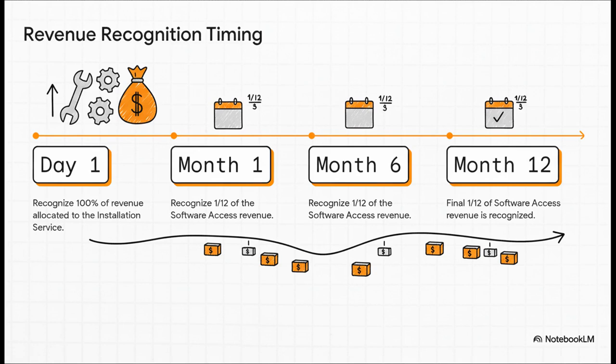Now, let's apply this to our example, and it all just clicks. The installation service, that gets done and it's finished. Control transfers at a single point in time, so all the revenue we allocated to it gets recognized right away. But that software access is delivered day in and day out for 12 months, so the revenue for that promise is recognized smoothly, month by month, over the whole year.